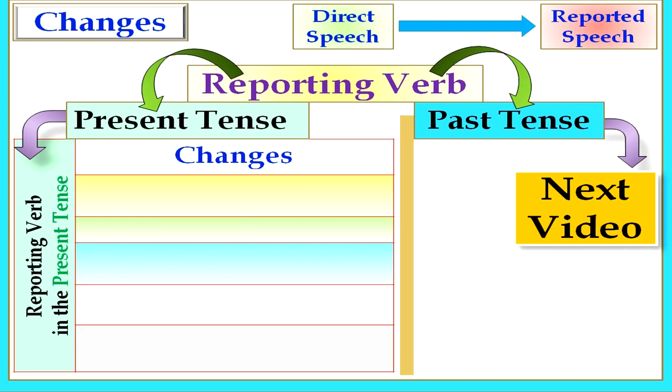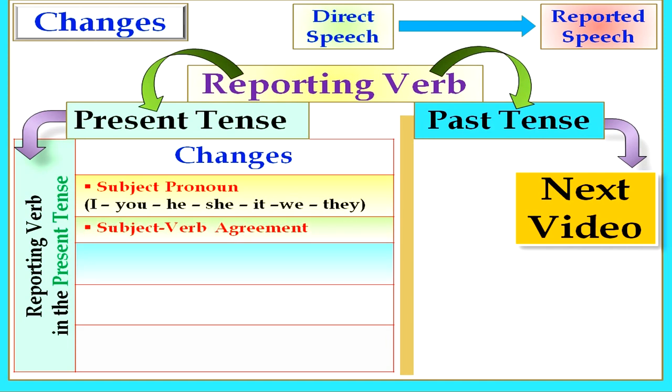The first important change here is the subject pronoun. Sometimes in direct speech, we have the example of the subject pronoun I. But in reported speech, sometimes we need to refer to the speaker, who is different. And here we can use the subject pronoun he or she. The next important change is the subject-verb agreement.